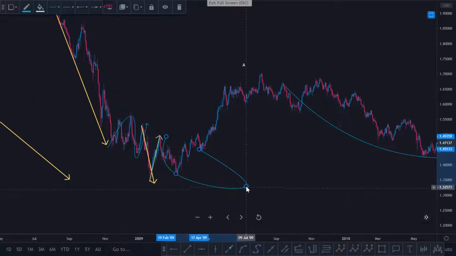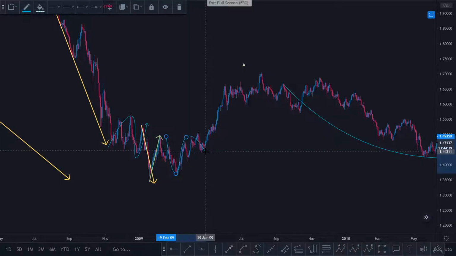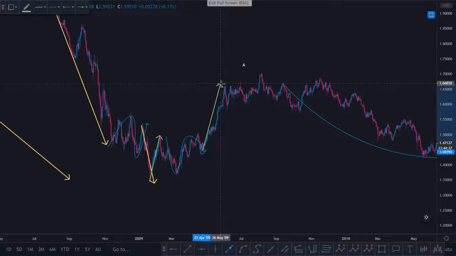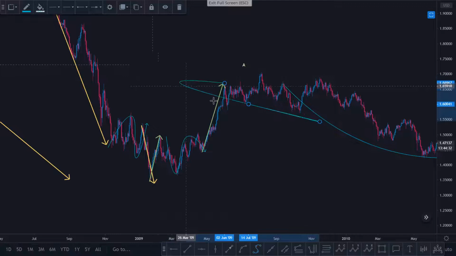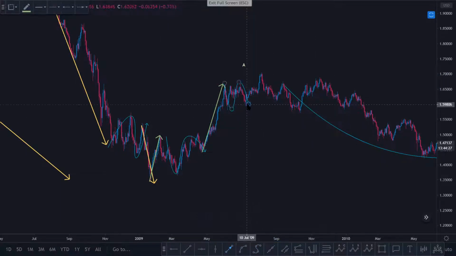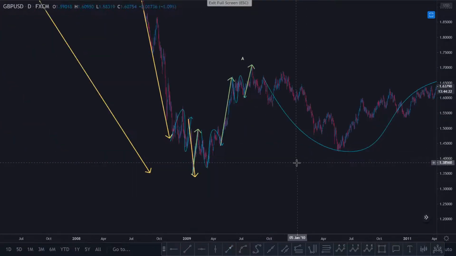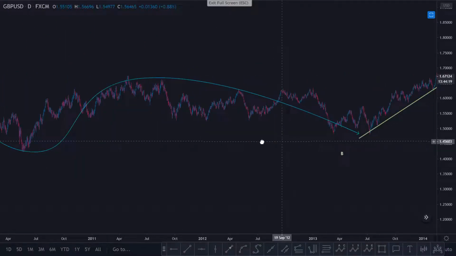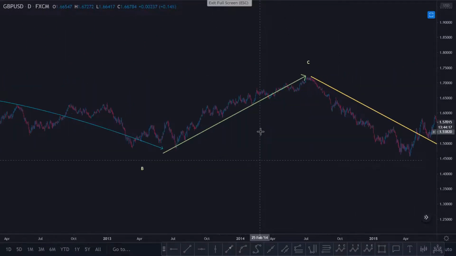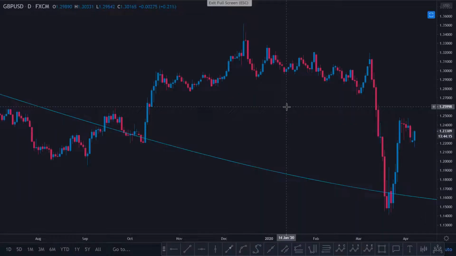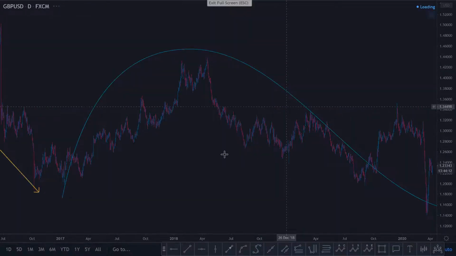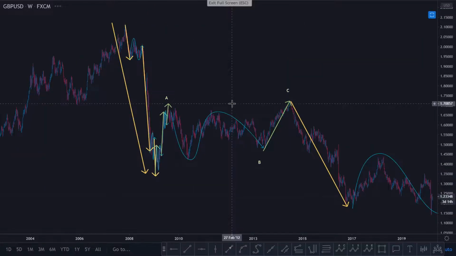We have a correction. We have an impulse. We have a correction. And we have an impulse. So you start to see how these patterns break down fractally. And I'm going to show you how we use this.